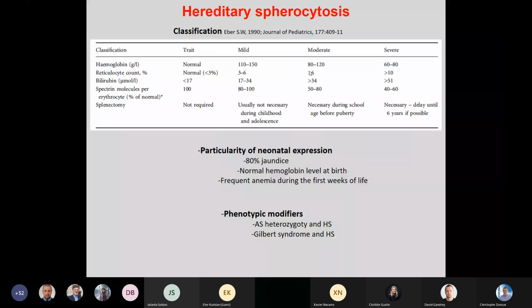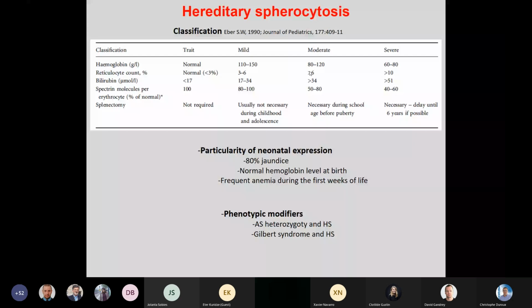And then after a couple of weeks or a month, you will see an improvement of the hemoglobin level, and they can go back to a very moderate or mild form of spherocytosis. So really, it is important to know that whatever the severity will be later, there is a risk of symptomatic anemia in the first week of life of a newborn with spherocytosis, even if his hemoglobin at birth is normal.